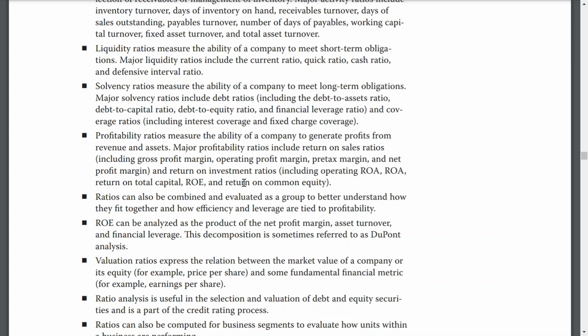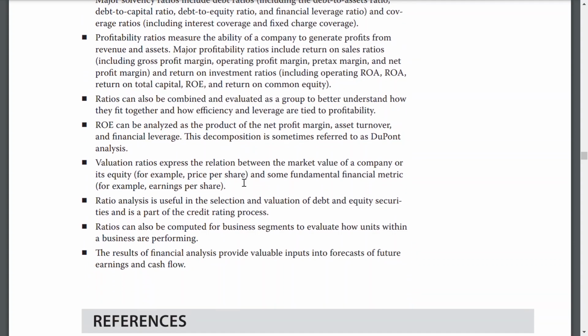Profitability ratios measure the ability of a company to generate profits from revenues and assets. Major profitability ratios include return on sales ratios, including gross profit margin, operating profit margin, pre-tax margin, and net profit margin, and the return on investment ratios.